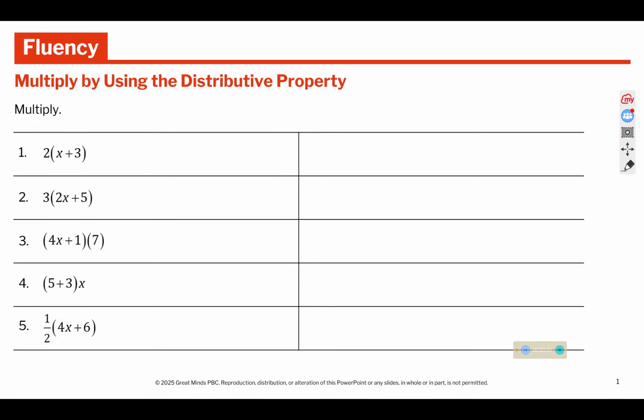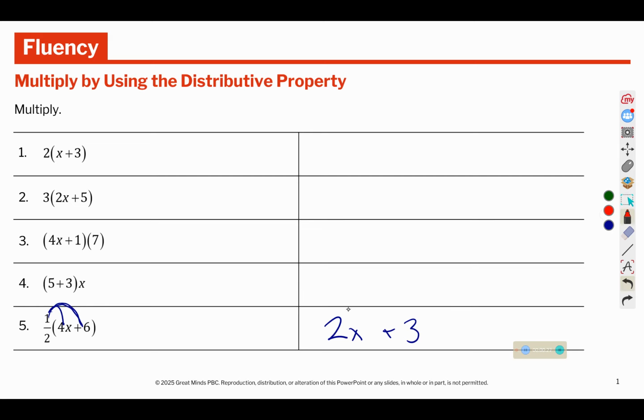In this warm-up, we are using the distributive property to multiply. So the number or value outside of the parentheses will get multiplied to the pieces inside the parentheses. 1/2 times 4 would be 2, so 1/2 times 4x is 2x. 1/2 times 6 is 3.